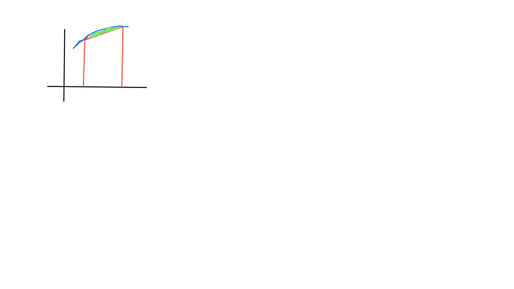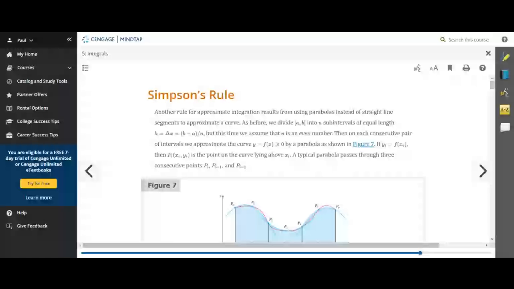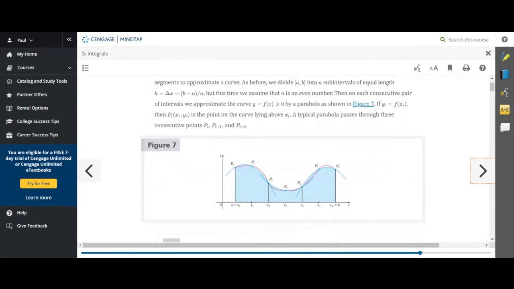But for Simpson's rule, you're not using line segments to approximate the function. You're using parabolas in Simpson's rule, and parabolas, because they're curved in nature, will tend to approximate a function that's curved in nature better than the midpoint rule or trapezoidal rule.